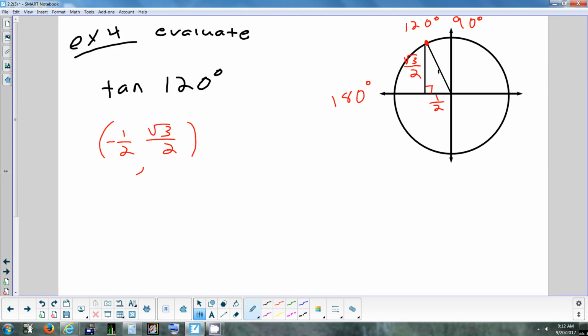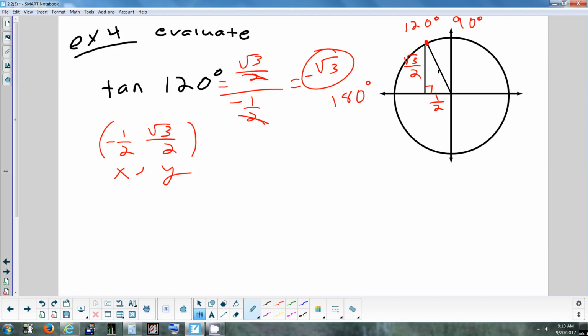Molly, how do I find the tangent? You divide the y and x. And which one do you divide by which? Well, no, y is on top. Y is on top. So take y, divide by x. Robin, if I divide that, what cancels out? The 2's. And all I'm left with is root 3 divided by negative 1, which is negative root 3. Any questions on that one?